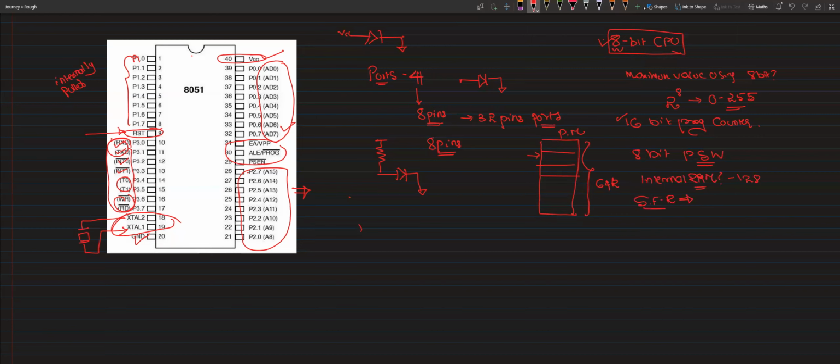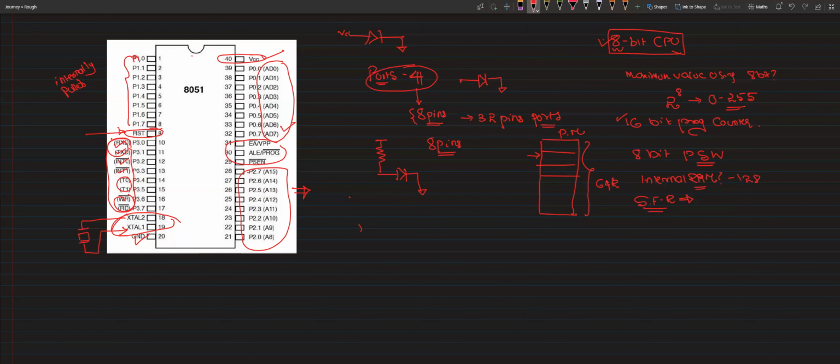And how many ports do we have? When I was explaining this pin diagram, I said we have this many ports and this many pins in each. So how many ports do we have in the 8051? We have 4 ports. In each port, how many pins do we have? 8 pins. Clear? Yes, sir. So total 32 pins.